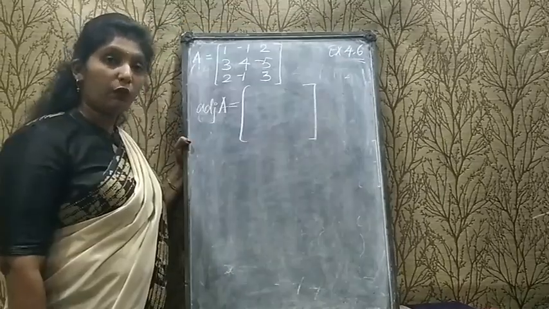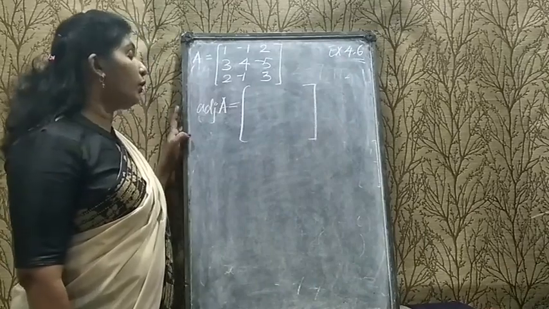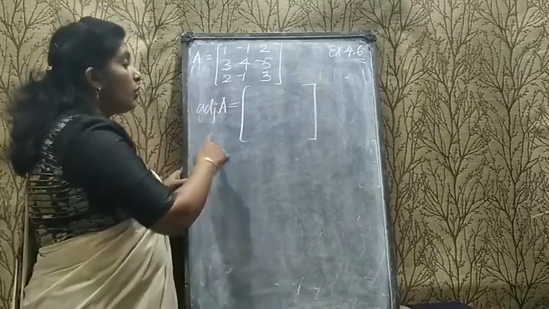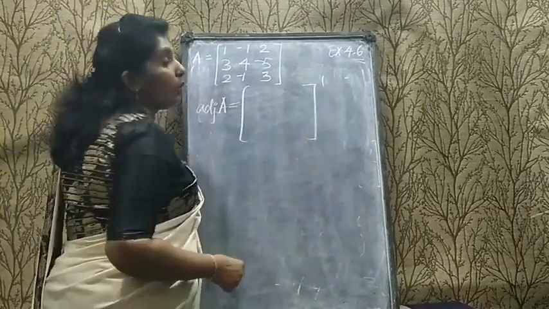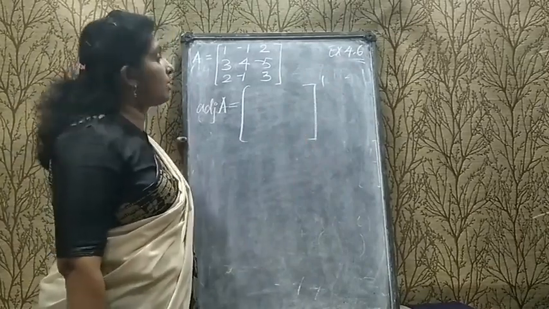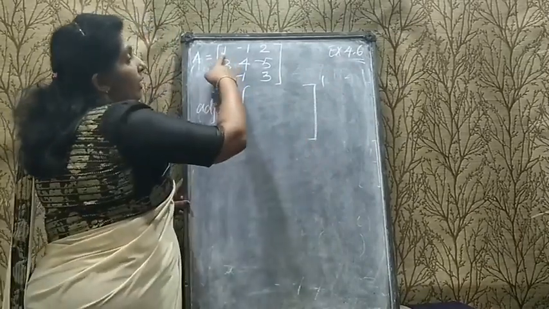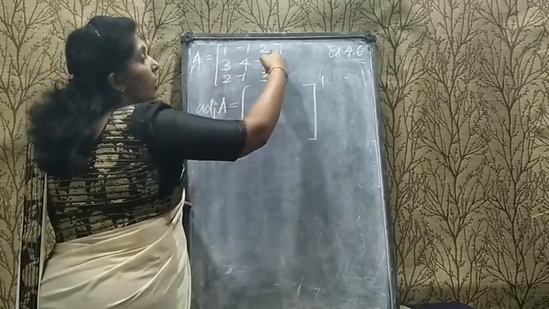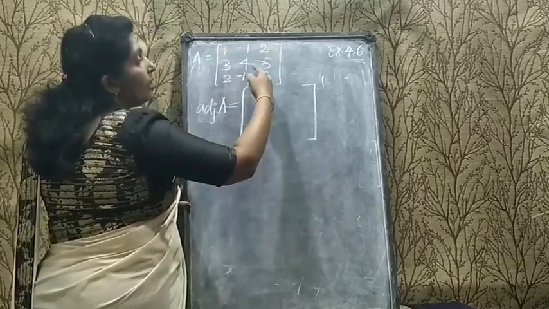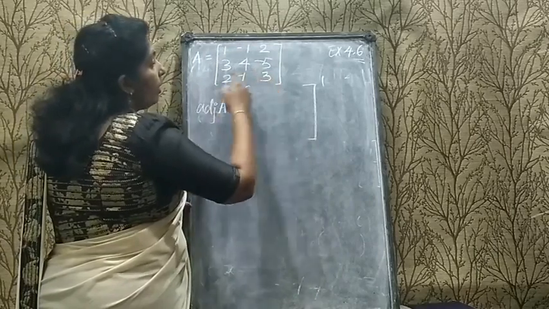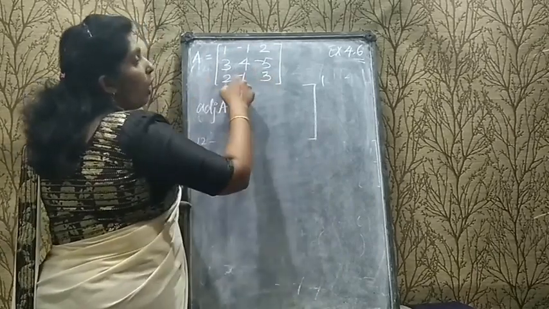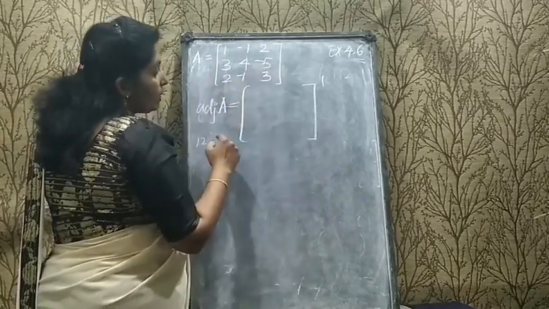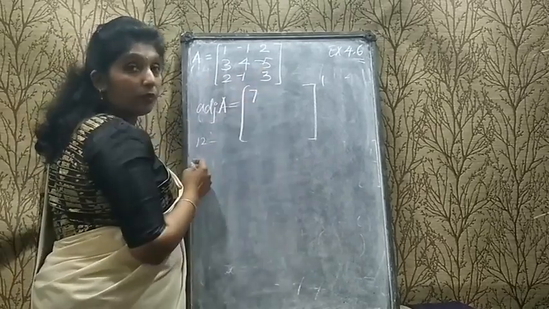For finding A inverse, first of all we have to find out the adjoint of A. For finding the adjoint of A, we have to take the transpose of the cofactor matrix. Cofactor of 1: you have to eliminate the column and the row including 1, then 4 into 3, 12, minus 5. 12 minus 5 is 7.